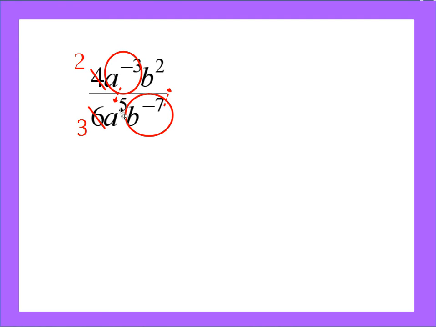If I bring this a to the -3rd downstairs and make it a to the +3rd, that's going to get combined with the a to the 5th. The b to the -7th, when it comes to the numerator, is going to become b to the +7th, and it's going to get combined with a b to the 2nd. I'm going to have a to the 8th in the denominator and b to the 9th in the numerator, and my final fraction is going to look like this. Take the time to write it out if that's helpful.